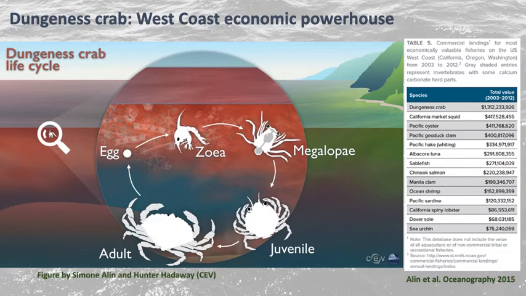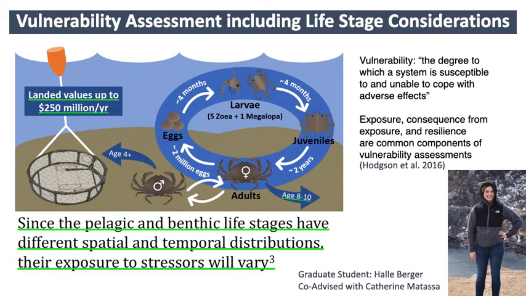I'll talk about that more in a second, but this was an organism that we decided we wanted to focus on for our estimation of risk, as it was identified by the tribal communities as one that they were very interested in, both culturally and economically. And so Hallie Berger, who's pictured here, a graduate student co-advised with Catherine, led a vulnerability assessment with life stage considerations on Dungeness crab using the projections that I just walked through.